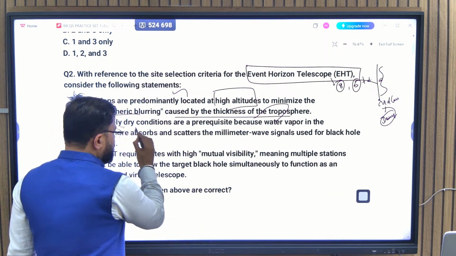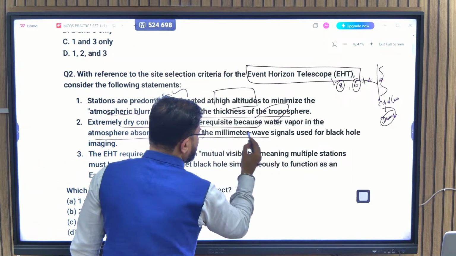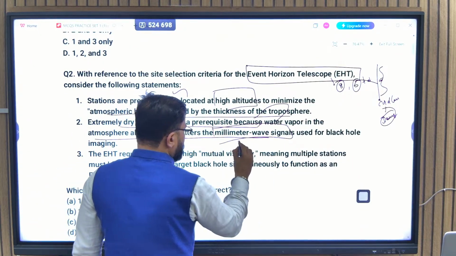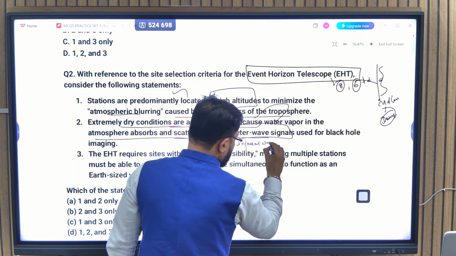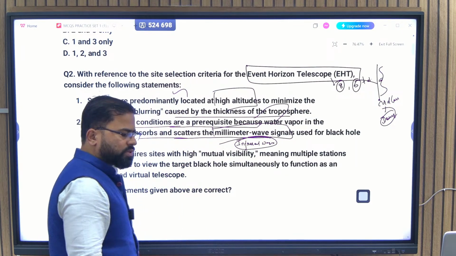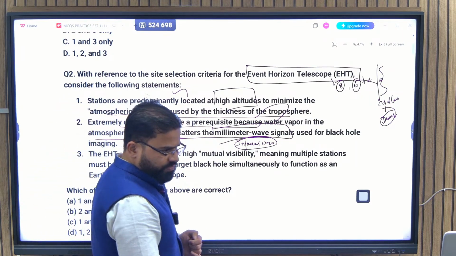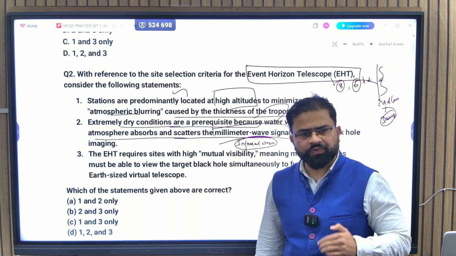Second, extremely dry conditions are a prerequisite because water vapor in the atmosphere absorbs and scatters the millimeter wave. Millimeter wave means what? Here we are talking about infrared waves. We have discussed that water vapor absorbs these waves, and because of this, we have developed the Event Horizon Telescope on the western part of the continent, so that because of the cold current, we have deserts over there.